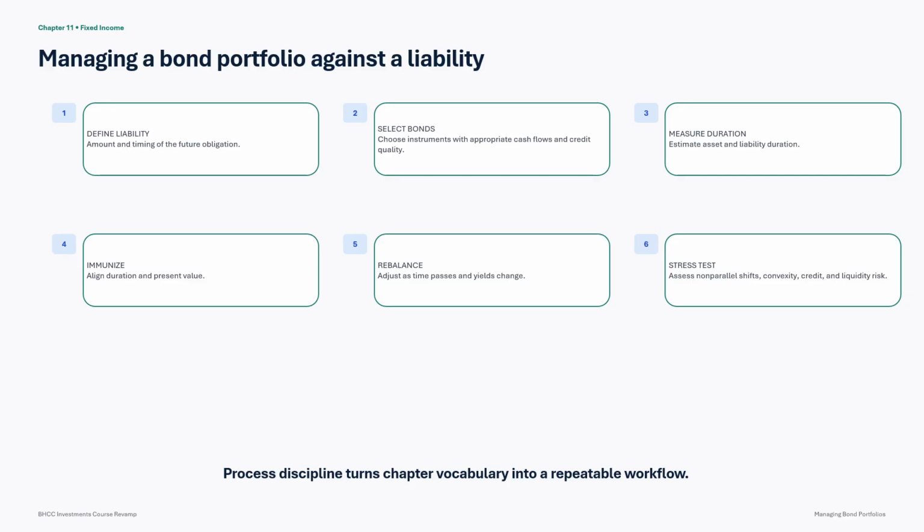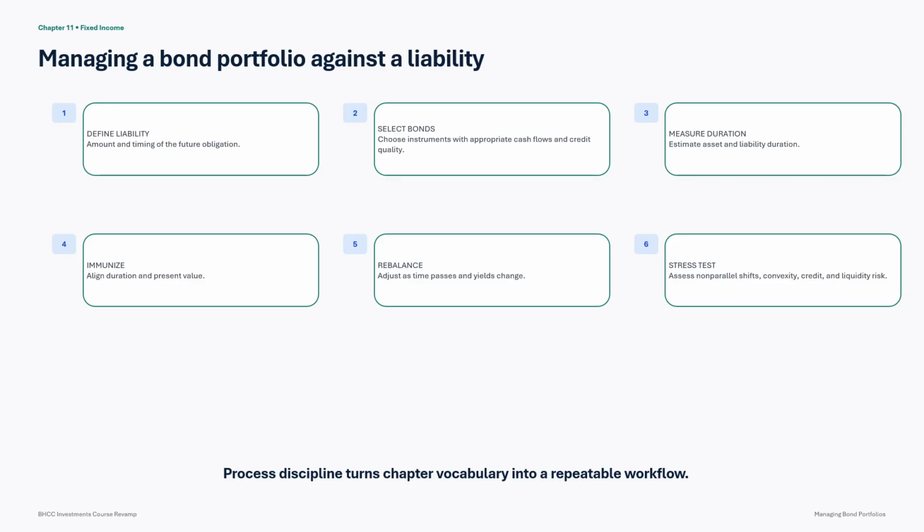Step 4 is immunize: align asset present value with liability present value, and asset duration with liability duration or horizon. The basic logic is that a rate increase lowers the market value of the assets but allows interim cash flows to be reinvested at a higher rate. A rate decrease raises asset value but reduces reinvestment income. At the target horizon, those effects can offset.